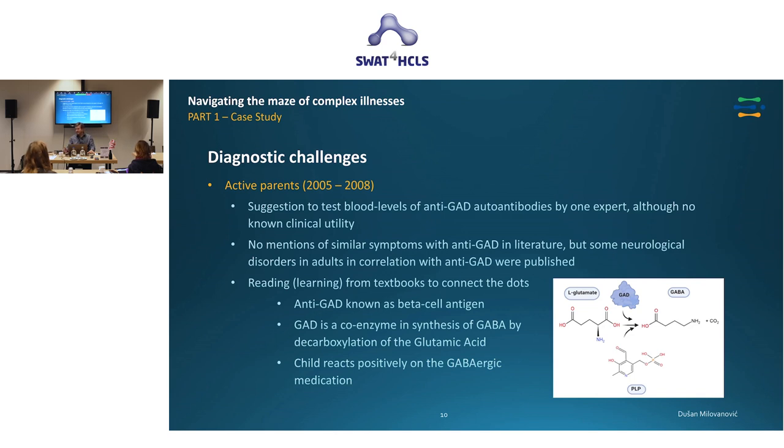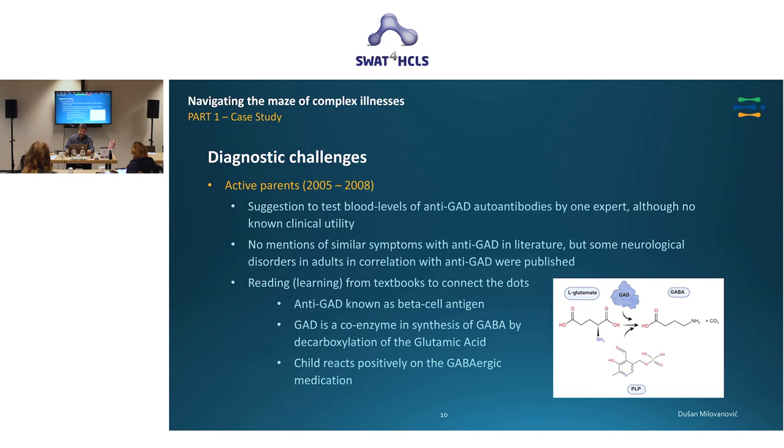But what was possible to find manually was by reading textbooks. Because the metabolome was suspected, all these metabolic cycles and Krebs cycles and whatnot, not only Krebs, but also some other biochemical processes in the body. And in textbooks, you can find very quickly that glutamic acid decarboxylase is a coenzyme in the synthesis of gamma-aminobutyric acid, an important inhibitory neurotransmitter, from glutamic acid. So in one very simple chemical reaction, decarboxylation of glutamate, thanks to the decarboxylase, gives gamma-aminobutyric acid and CO2.